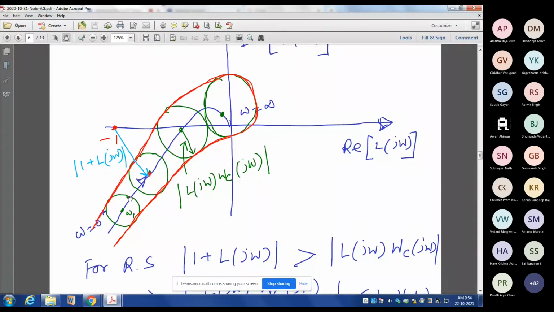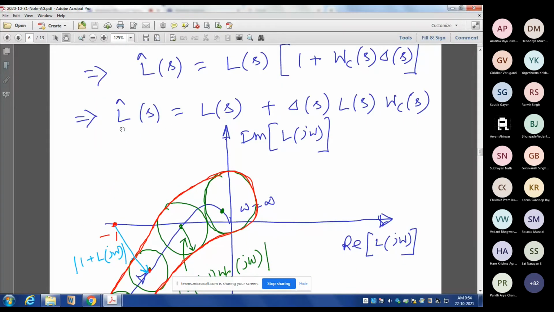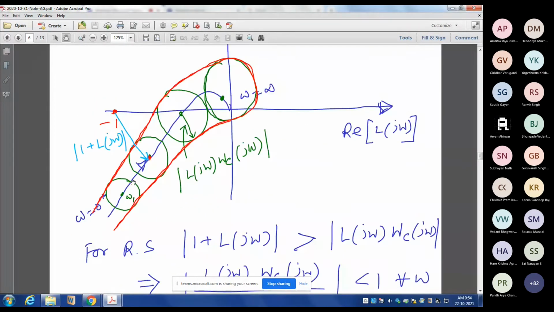So what can you say about L hat(jω1)? L hat(jω1) can lie anywhere around this circle. It may lie here, this point is L hat(jω1). So L hat(jω1) can lie anywhere inside this disc. Similarly, if you consider another frequency, L hat(jω2), it may lie anywhere.